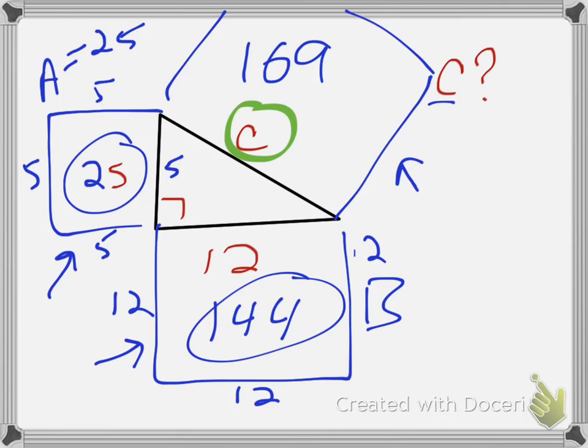Now, that's the area of the box. That's not what C is, because C, lowercase c, is what we're looking for. We're looking for that side. So to find the side of 169, or the root of 169, we do the square root, which will give you 13. And that's it. So let's try it a different way.